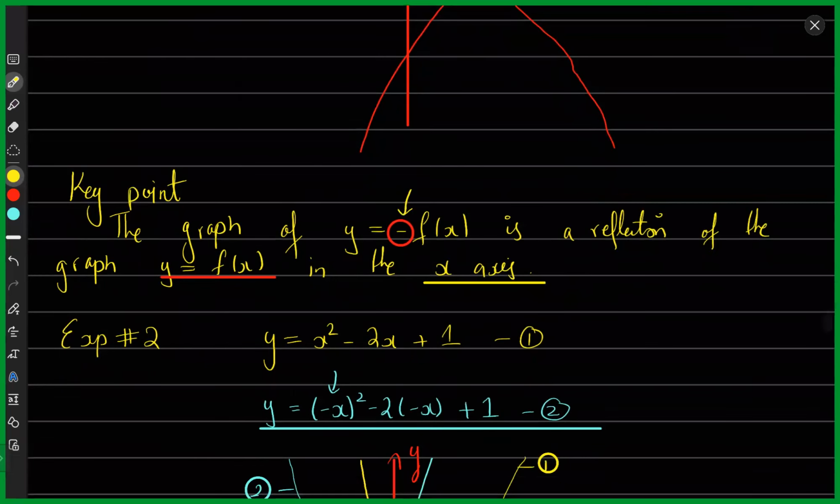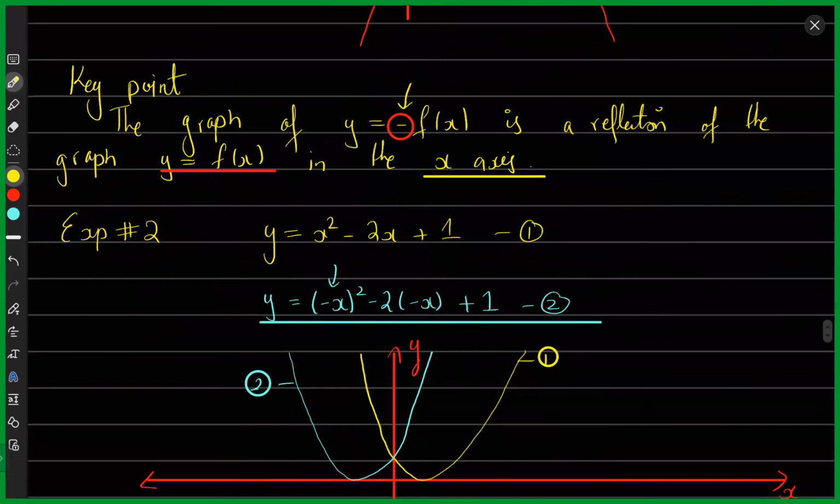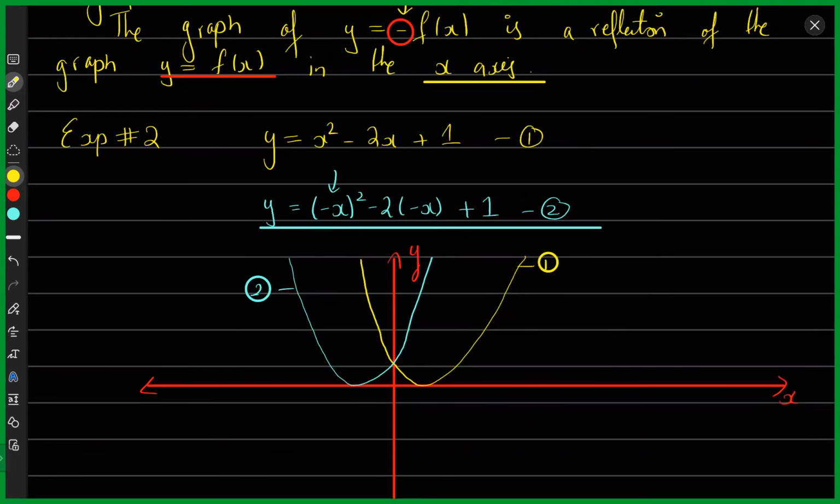Case 2. In case 2, we had a negative sign with x. In the previous case, the negative sign was there with the entire equation. This time around, it's just with x. So it's negative x. So whenever you would be having negative x, the difference would be that the graph would reflect in the y-axis. The yellow curve is basically for the original equation, that was y equals f of x. The second equation is basically y equals f of minus x. So whenever you would have f of minus x, it would basically be a reflection in the y-axis.